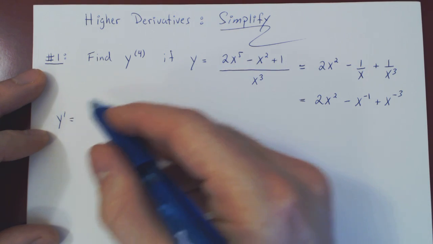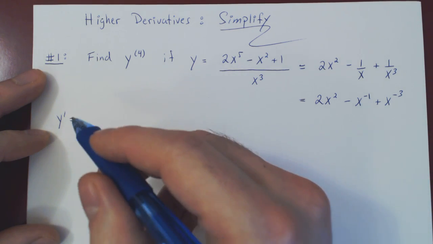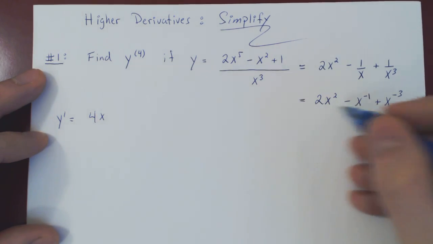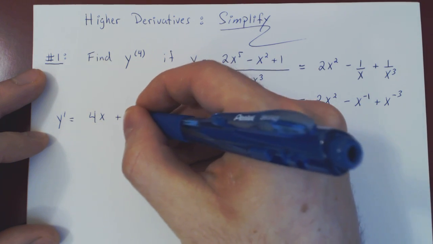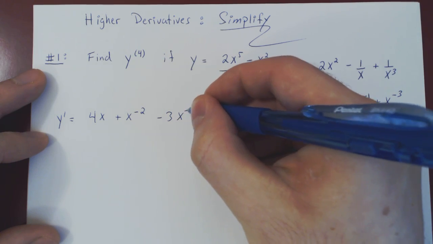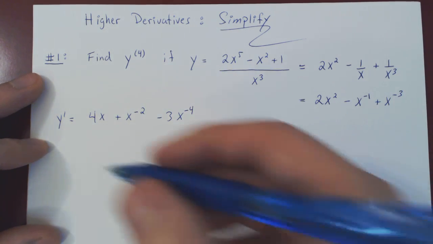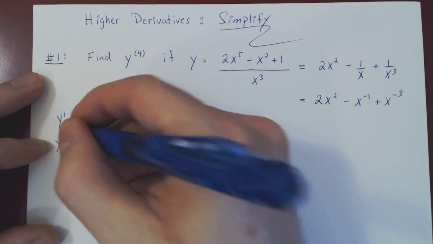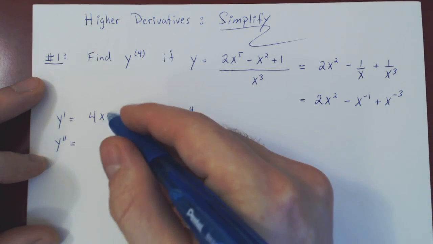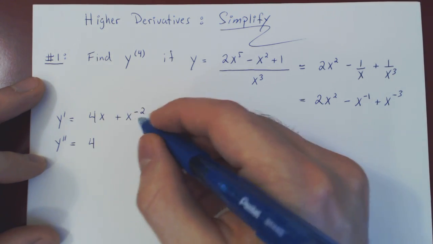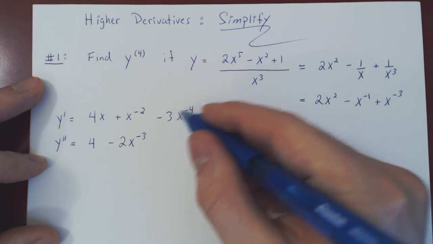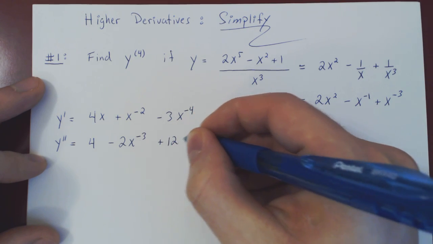So first derivative, y prime. When you find the first derivative, you don't need the bracket around it. You can just write y prime equals power rule. We get 4x, bring the exponent down, plus x to the negative 2, bring the exponent down, negative 3, x to the negative 4. Here's your first derivative. Let's find the second derivative. Here we can use 2 primes. y double prime equals power rule, 4, power rule, minus 2x to the negative 3, power rule, negative 3 times negative 4 is plus 12, x to the negative 5.